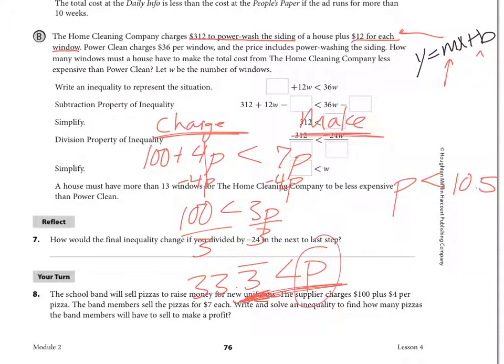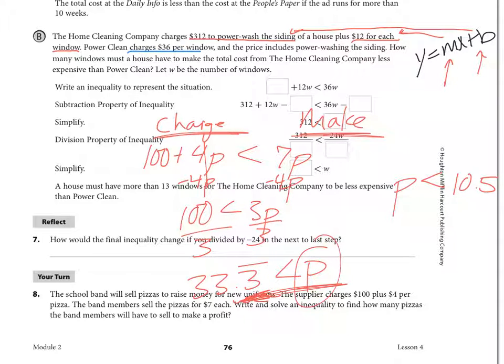B is our y-intercept, but we also called it our starting point. Well, in this particular problem, our starting cost is $312. No matter what, I have to pay $312 to get my house washed. I just pay an additional $12 per window. Then I get to Power Clean. Power Clean's a little different.